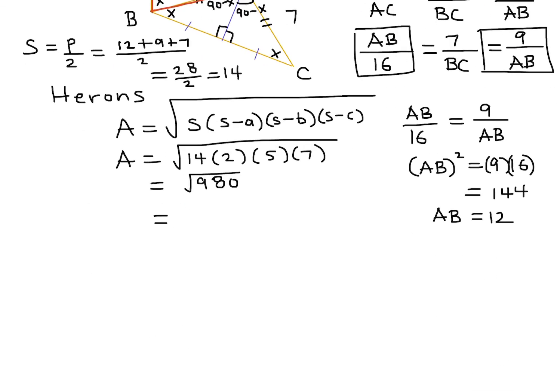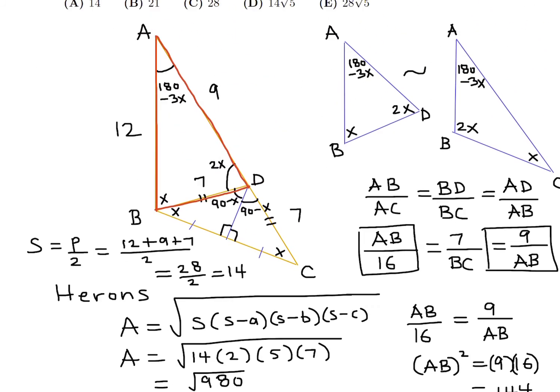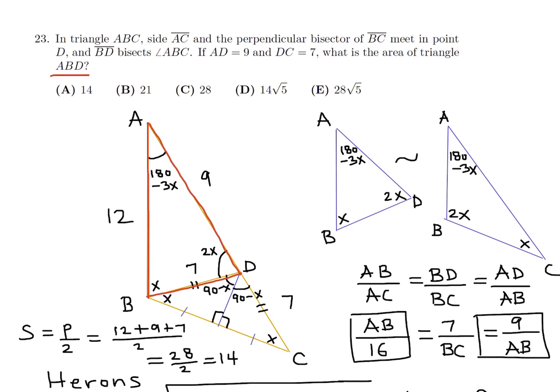And 980, let's see, that's 49 times 20. So that looks like 7 root 20. And then root 20 is 4 times 5. So that looks like 7 times 2 root 5. And that becomes 14 root 5. And there you go. We got the area, I should say, 14 root 5. So number 23, the answer is D.